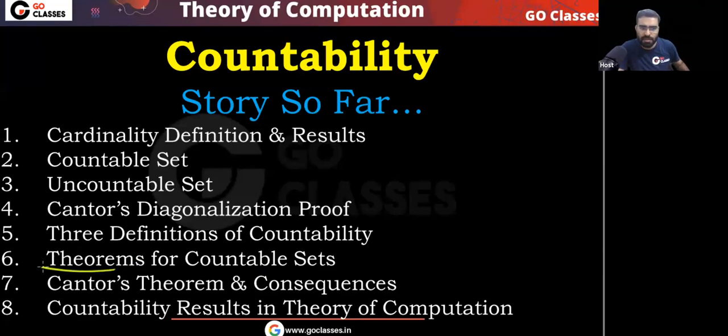All the theorems like union of countable sets is countable, subset of a countable set is countable, cross product of two countable sets is countable. So theorems related to countable sets, that also we have seen. We have seen Cantor's theorem, also its consequences. Also we have seen countability results in theory of computation.